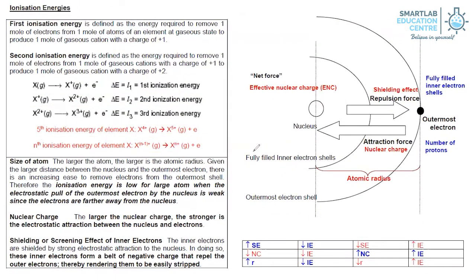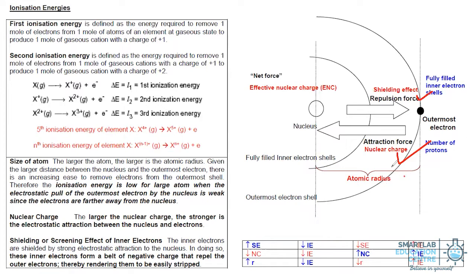Next, we'll now look at the factors that will affect ionization energy. It is building on what you have learned on the factors that affect the size of an atom. Because if you want your ionization energy to be high, then you will want your nuclear charge to be high, because you want a very strong attraction force. You want your shielding or screening effect to be low, so that it doesn't push the electron out that easily.